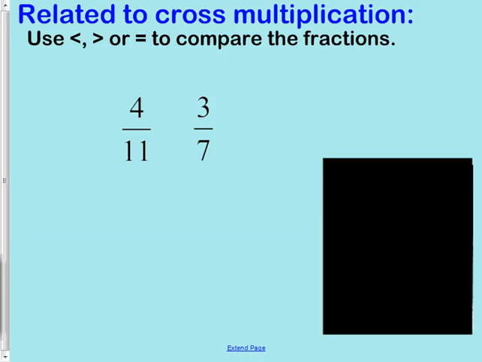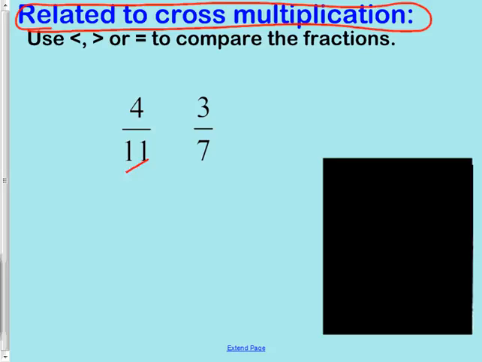Okay, so is this equal? Is it less than? Is it greater than? Well, it would help if they had the same denominator. Once they're the same denominator, it will be easy to tell. Now, if we had a calculator, I'd just get the decimal for both of them. It'd be super easy. Okay? Now, it does say related to cross multiplication. All right. What does that mean?